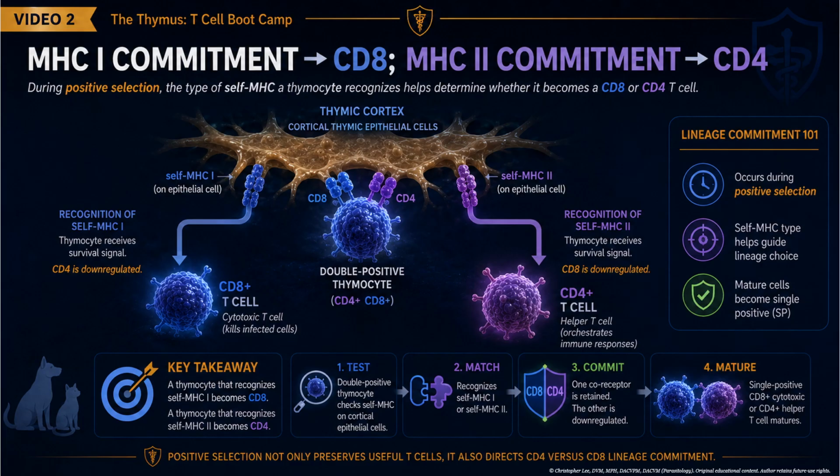Now, if the thymocyte recognizes self-MHC class 2, it will commit to a CD4 lineage, and that cell becomes a CD4 positive helper T cell. CD4 T cells help coordinate immune responses. They can help B cells produce antibodies, activate macrophages, and shape the broader immune response through cytokines. Thus, the thymus is not only asking whether a T cell can recognize MHC, it is also helping determine what kind of job the T cell is going to perform. MHC 1 recognition leads to CD8, MHC 2 recognition leads to CD4.